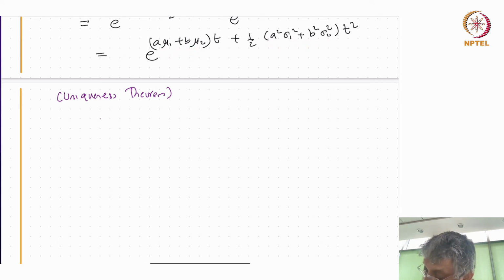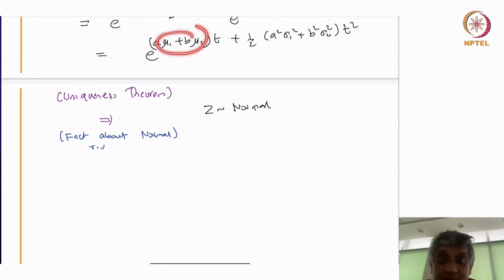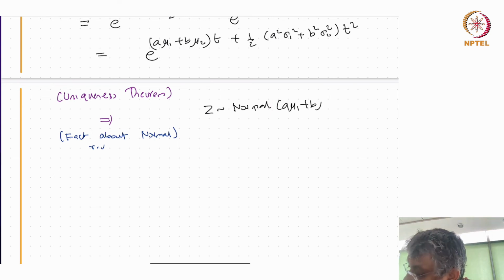So this implies, and the fact about normal random variables implies, that z is distributed as normal with mean a mu1 plus b mu2, and the variance is exactly this parameter right here: a squared sigma 1 squared plus b squared sigma 2 squared.